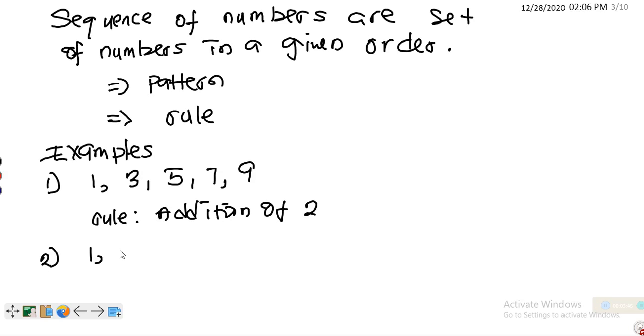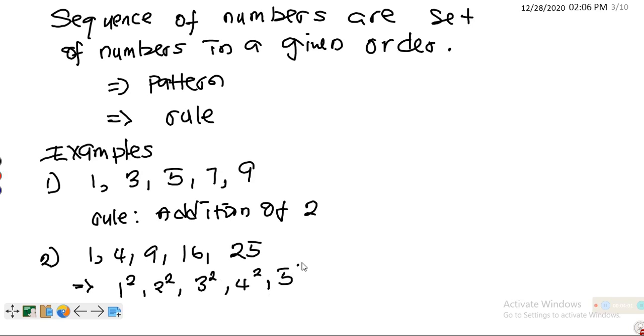Another example, we have 1, 4, 9, 16, 25. This is also a sequence. If you rewrite it, you have 1 square, 2 square, 3 square, 4 square, 5 square. So this is the sequence of squares of natural numbers, and the next terms can be 6 square, 7 square, and so on and so forth.